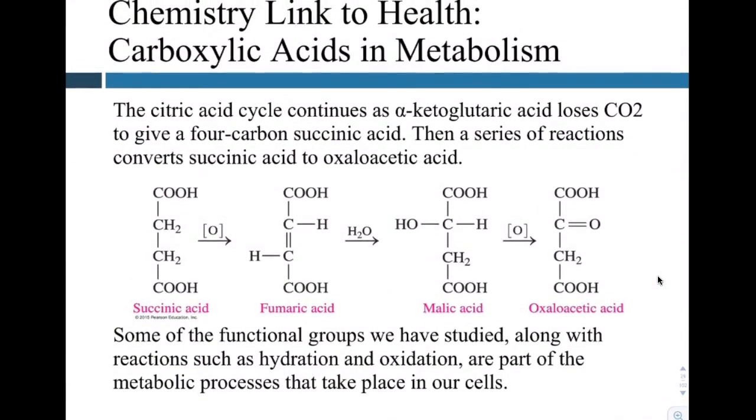The citric acid cycle goes on until you lose more carbon dioxide to give 4-carbon succinic acid, and then you continue to oxidize all the way until you get fumaric acid. Then you have a series of reactions until oxaloacetic acid is formed. Some of these things that we've already studied go into a lot of what you're going to know about in physio, and it will help to have some background here. So I would definitely keep this up for your metabolism section of physiology.